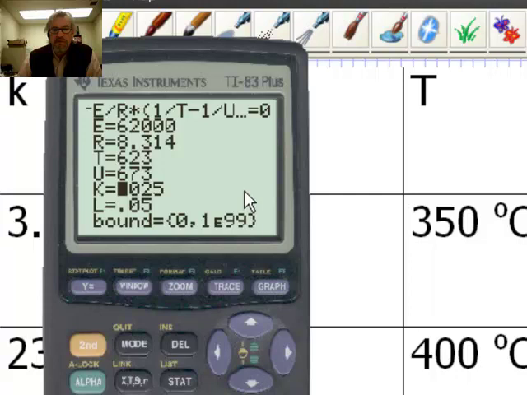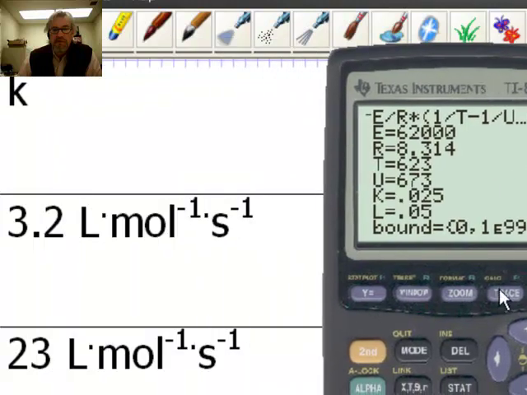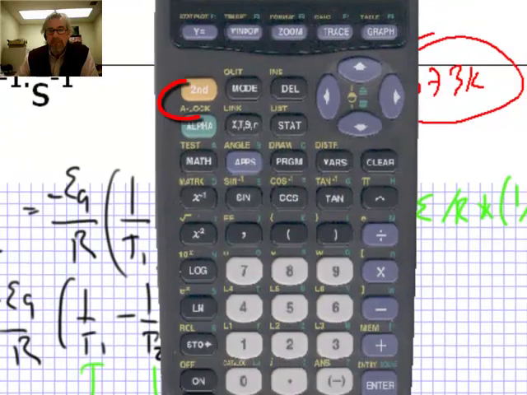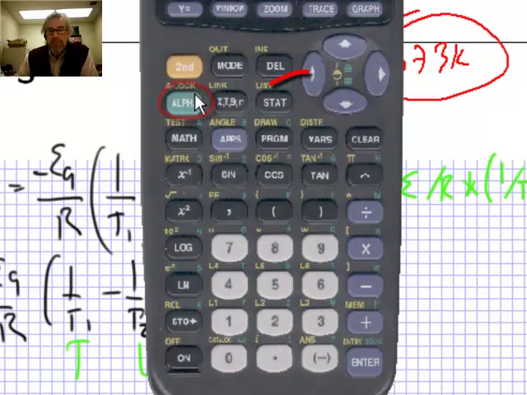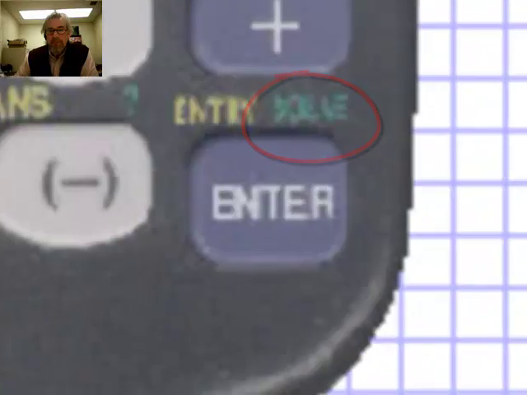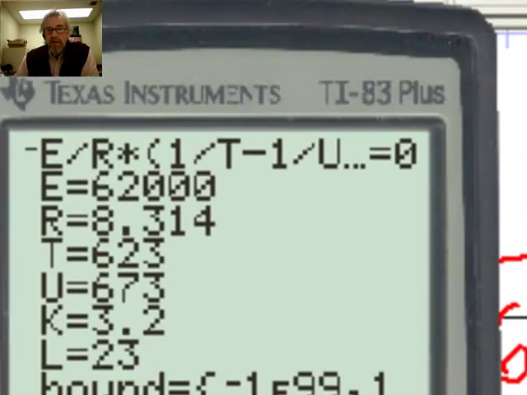So what's K? Well, K was K1, that was 3.2. And L was K2, which was 23. Now that I have all this information in here, I'll just key back up to the variable I'm trying to solve for, which is E. And then I'm going to hit the alpha button, and the green writing up above the enter key is solve. So I'm going to hit alpha, enter, and it will solve this equation for Ea. Thinks for a little while, and then it returns my answer.